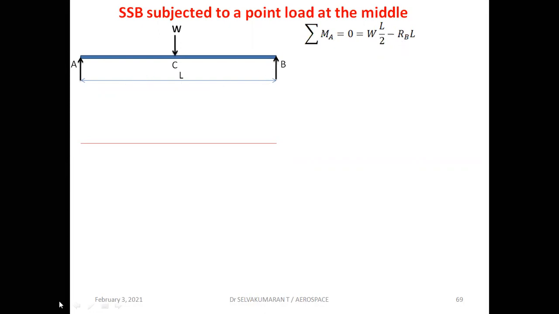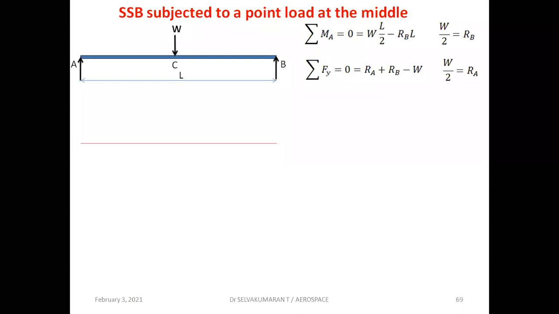You know how to write out the moment equations; you would have studied it in the engineering mechanics subject. So RB is equal to W by 2. Writing the vertical force equation, sigma Fy is equal to 0. RA and RB both are acting upwards, so RA plus RB, and W is acting downward, minus W. Substitute RB there, you will get RA is equal to W by 2.